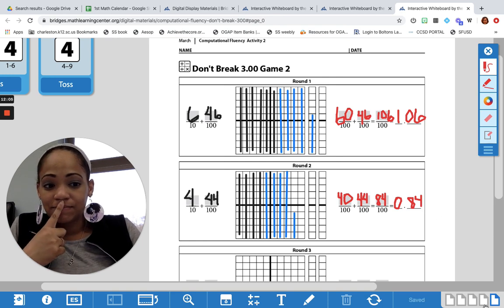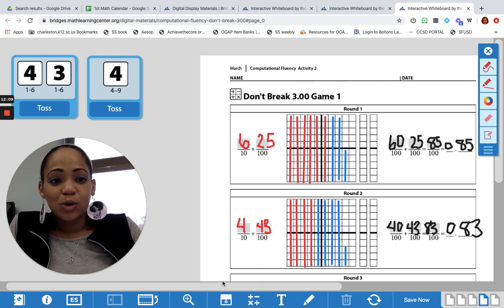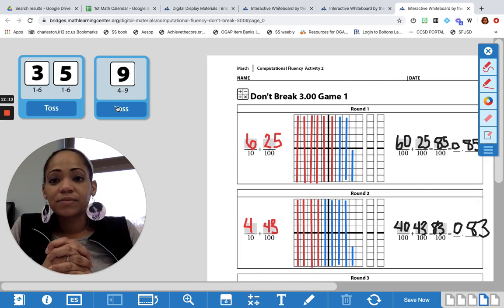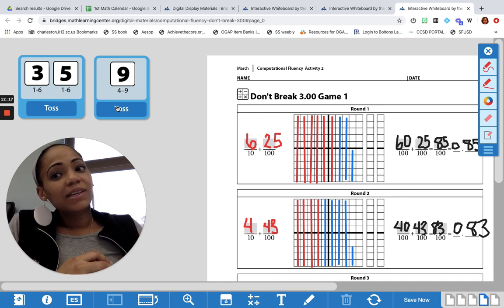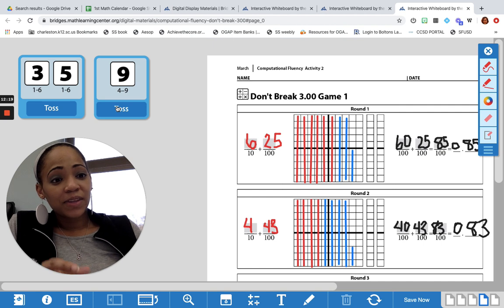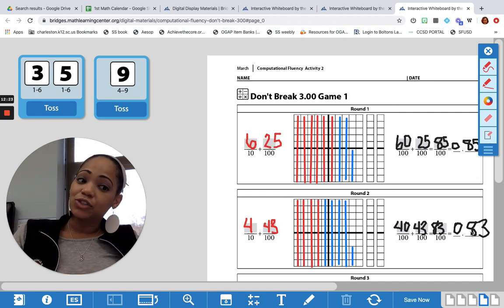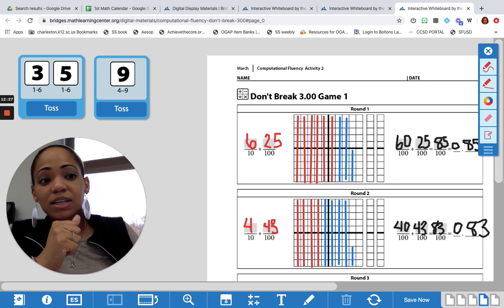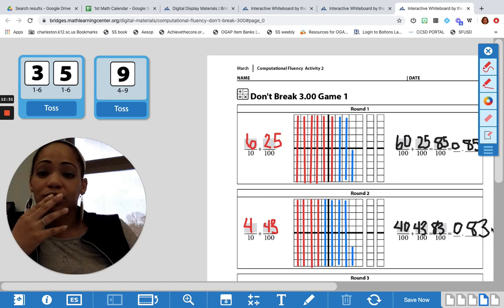Let's see. Here we go. Here's my spin. My toss. Toss, toss. Now, let me talk to you guys about these digits. I can think in my head, I know 80 hundredths and another 80 hundredths would be 1.60, or 1 and 60 hundredths. Then I have another 8 hundredths, so I have 1 and 68 hundredths.